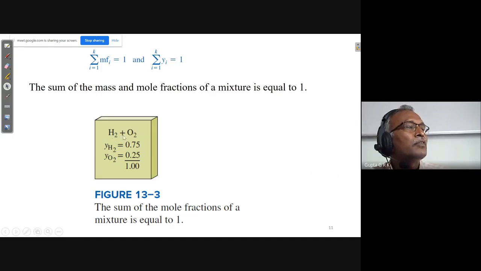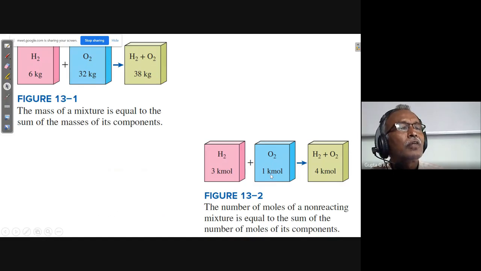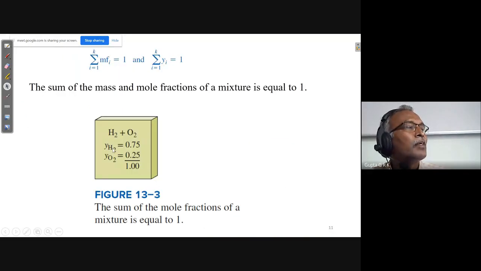So you can see if H2 plus O2 and in the previous one, 3 kilomoles and 1 kilomole. So the mole fraction is 3/4 for this and 1/4 for this. So 0.75 and 0.25, the total will be 1. So yH2 is 0.75, yO2 is 0.25.